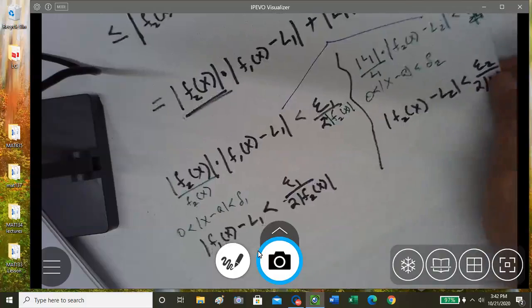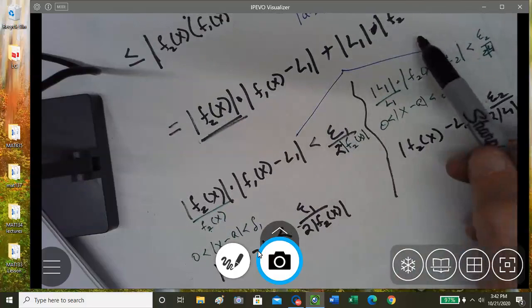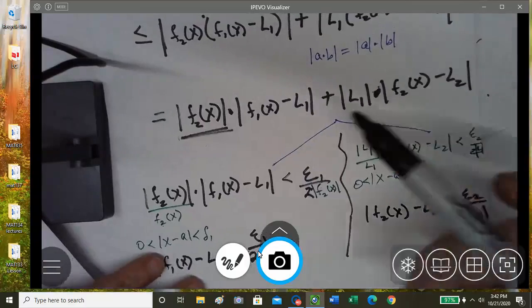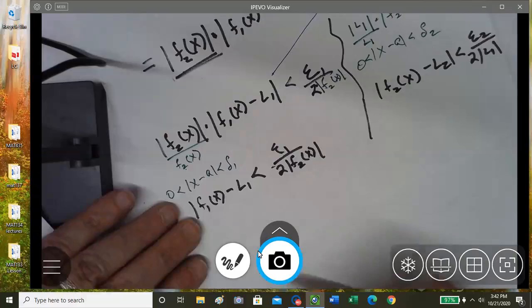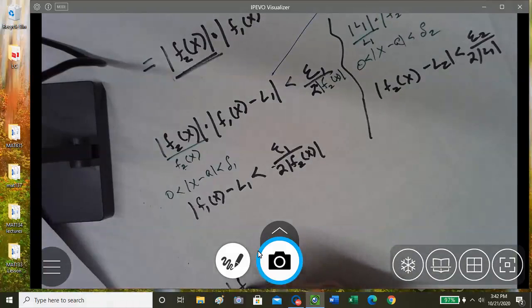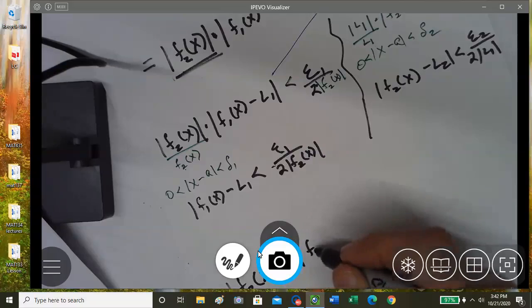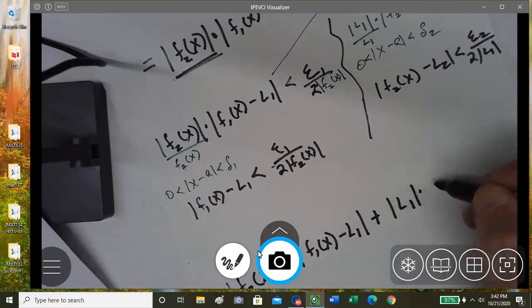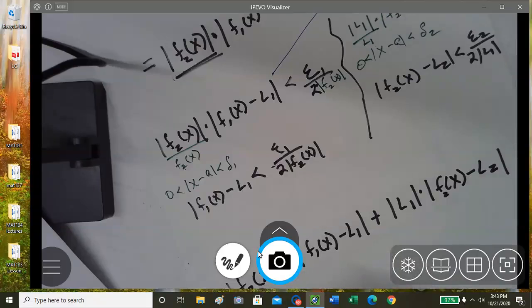Okay, so remember here when we split our function. So that's where we're at right here. Absolute value, and I'm just going to rewrite it. f2 of x times absolute value of f1 x minus L1 plus absolute value of L1 times absolute value of f2 x minus L2.